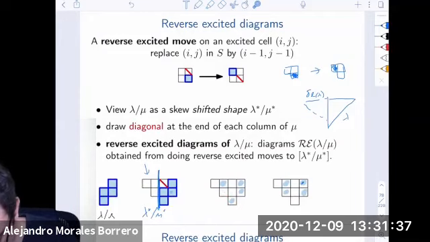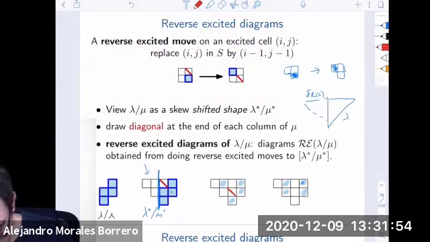And now I have to tell you what's happening with these red lines. I'll explain how you draw them to begin with, but the rule is that whenever you do an excited move, the red lines move down.